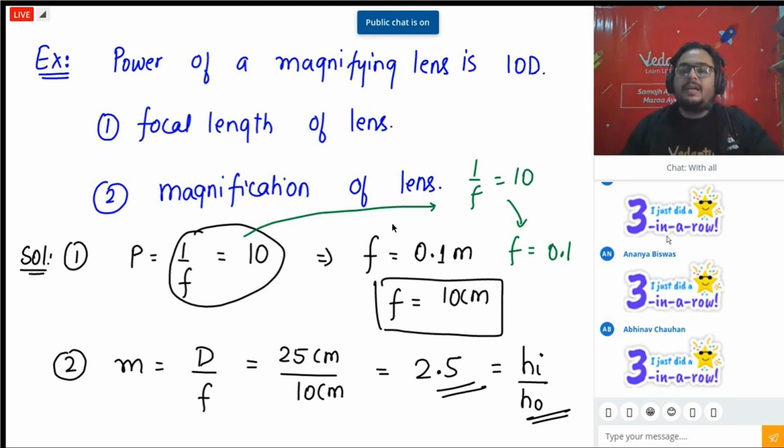Where did 100 by f come from, Udit ji? D means shortest distance, beta, it is 25 centimeter. I have already told you. Power is 1 by f. Yes.